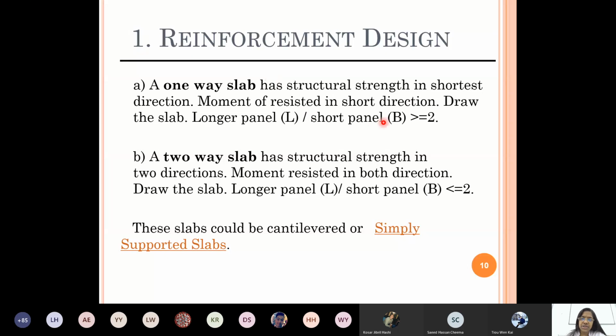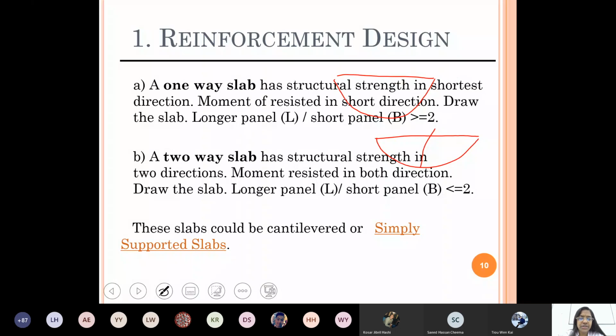One-way failure means, if this is the beam, it will bend in this direction only, right? Sometimes it may be two-way. If I take the cut section of the slab, it will bend in this direction as well as perpendicular to it. In both directions, horizontal and perpendicular, it will bend. So it is a two-way action.